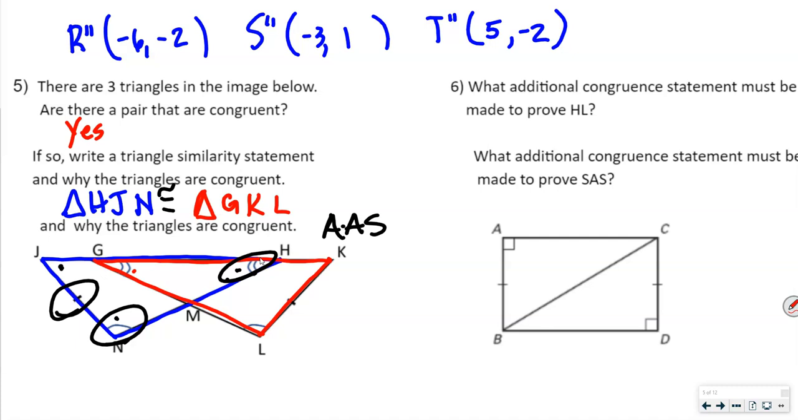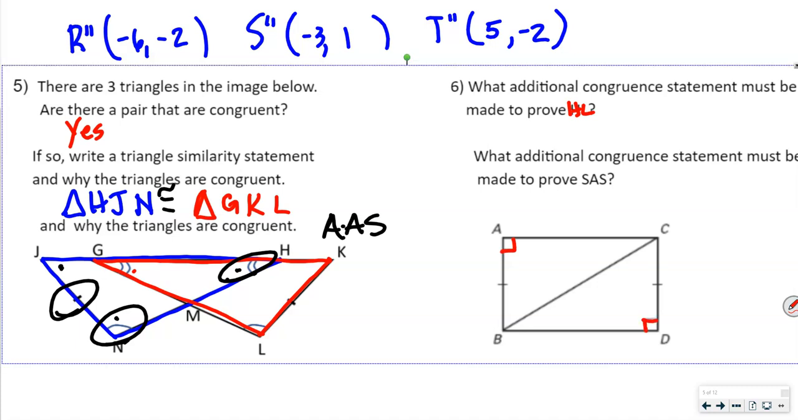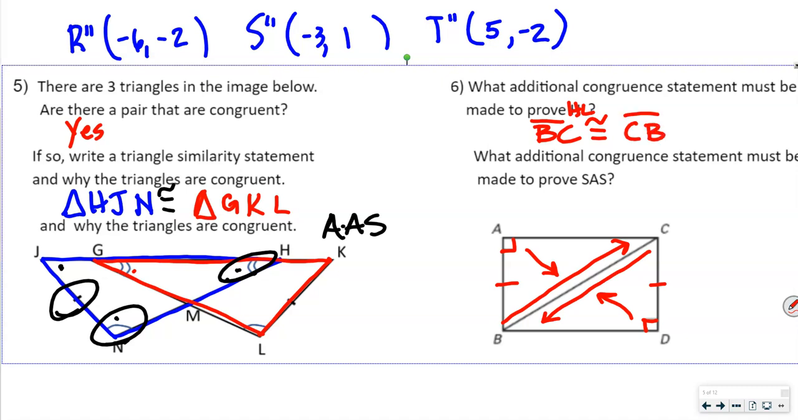Okay? For number 6, it says what additional congruent statement is required or must be there to prove HL. So first of all, HL has to do with what kind of triangles? Right triangles, right? So notice we have this side and that side that are congruent. Those are legs, yes? Where is the hypotenuse in a right triangle? Opposite the right angle, right? So I'm going to say BC. So I went from the 1 tick side across there. So that's going to be congruent with what? If I go from the 1 tick side across there, isn't that going to be CB? You guys got it, okay? And remember, we don't have to write this here, but that's the symmetric property, right? Because they flipped.